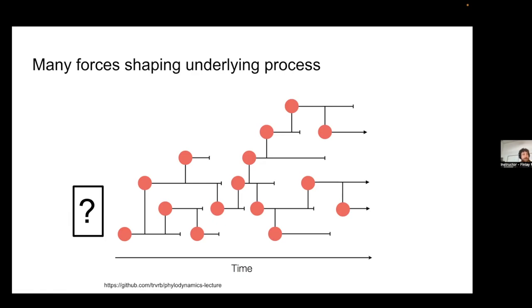Mutation. Yeah, mutation rate could be one of them. Latency period. Yep, exactly.